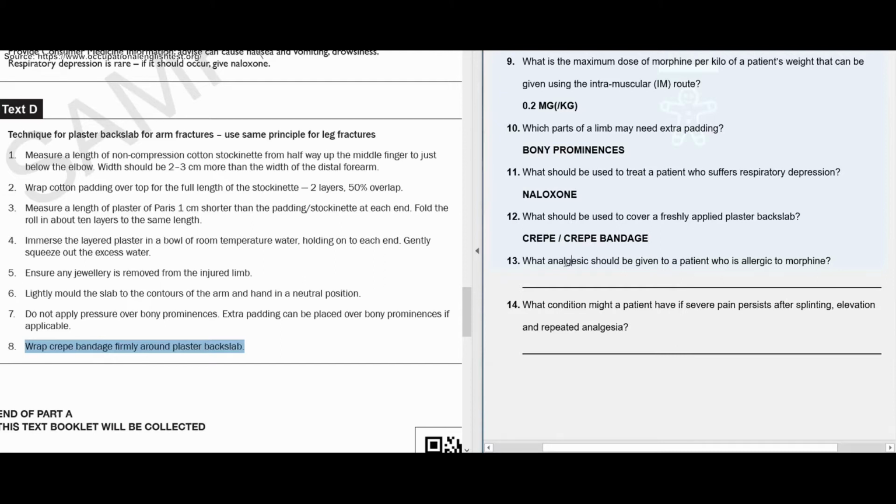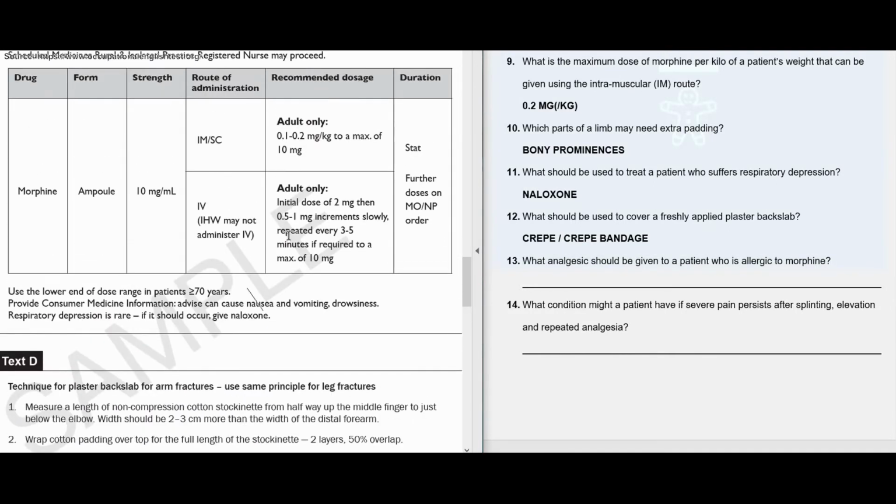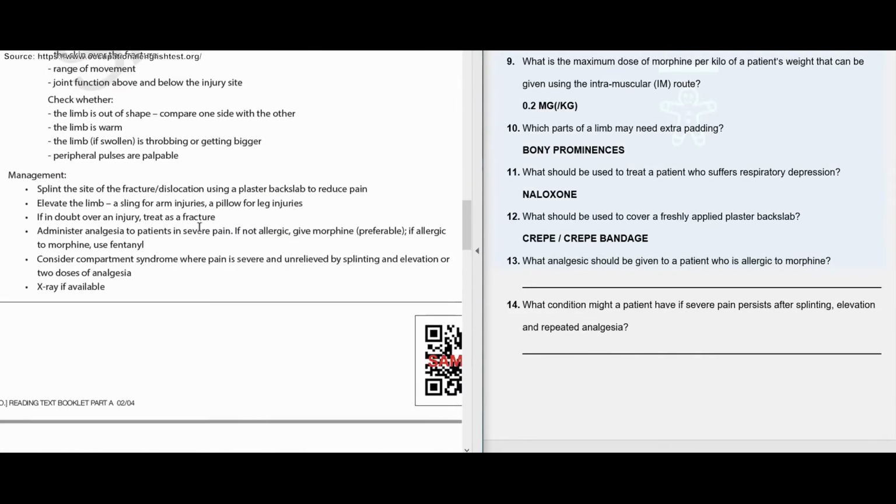Now question number 13. What analgesic should be given to a patient who is allergic to morphine? This information is not in text C, it is in text B. Here in the 4th line you may find administer analgesia to patients in severe pain. If not allergic, give morphine preferably. If allergic to morphine, use fentanyl. So answer for question number 13 is fentanyl.